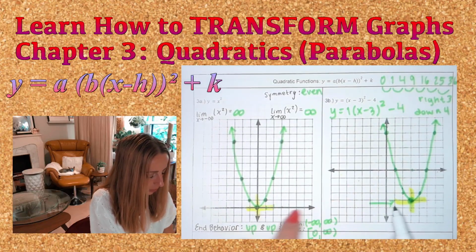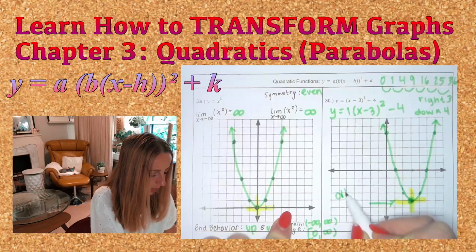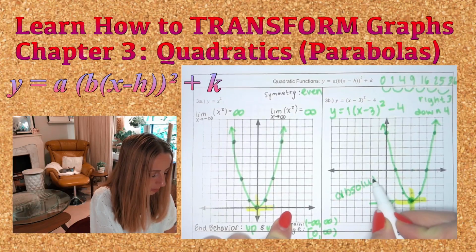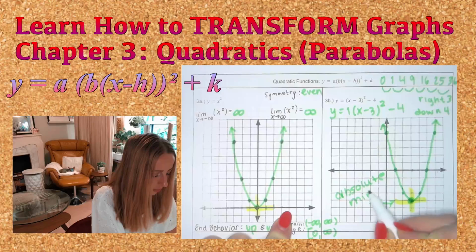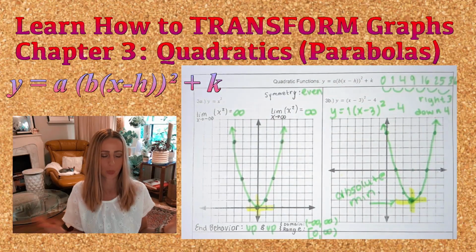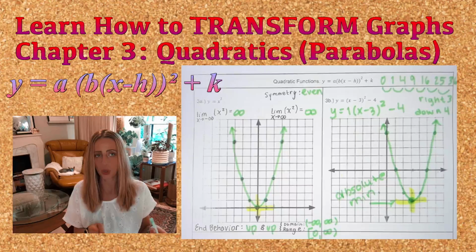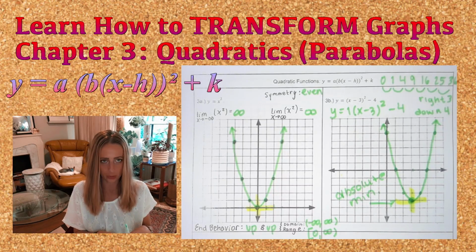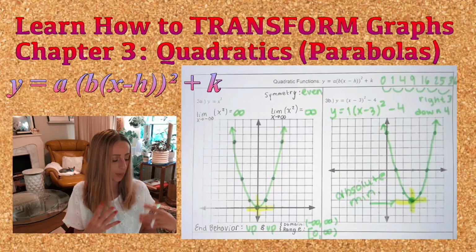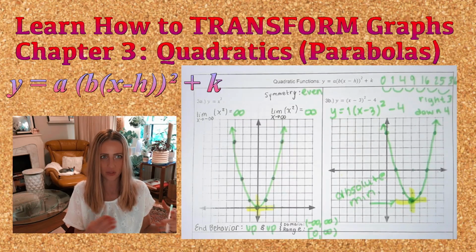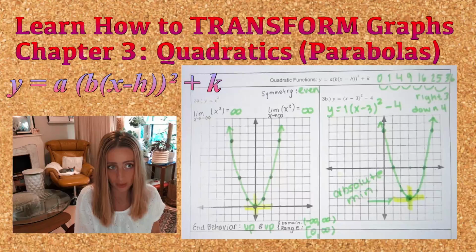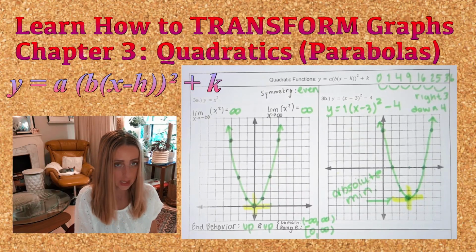This is also, just to throw some vocab, an absolute minimum for my graph. So we'll write min, absolute minimum. There's no point lower than this. There are no maximum points on this graph, let alone an absolute or relative maximum, none of that, because it goes up forever, so we cannot define one distinct y value or output value to be the highest.